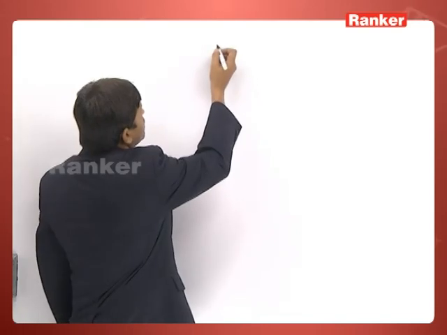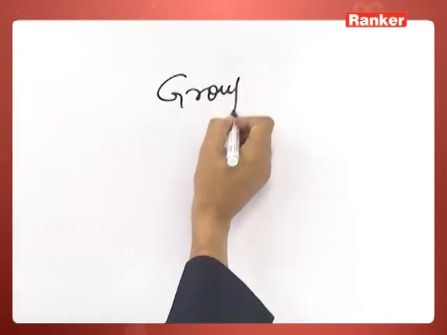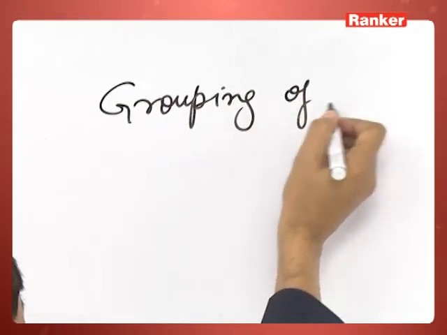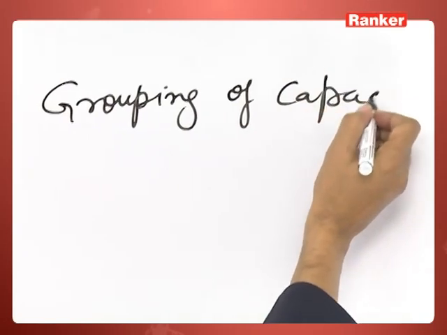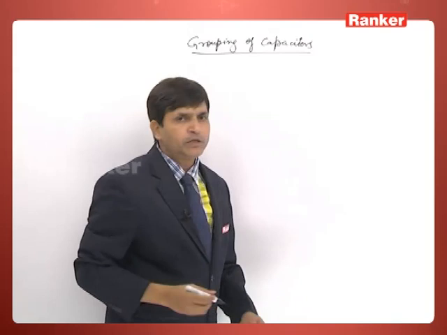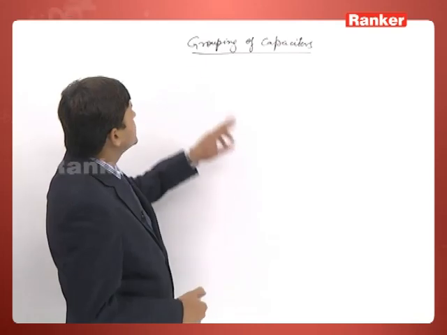Now come to the grouping of capacitors, or calculation of effective capacitance. In the grouping of capacitors, we are going to calculate the effective capacitance if the combination of capacitors is given. So what is the meaning of grouping?